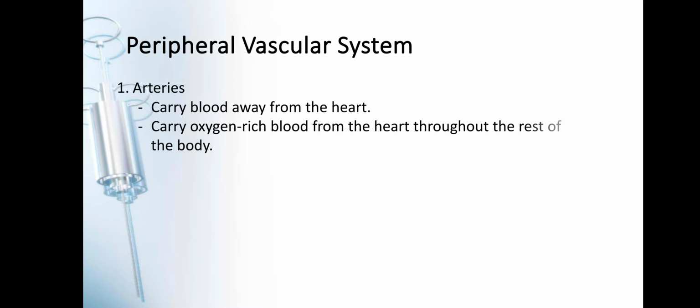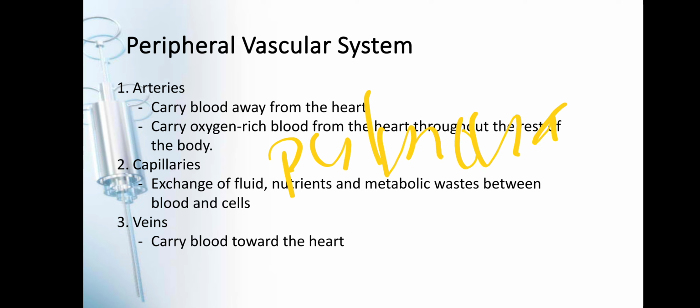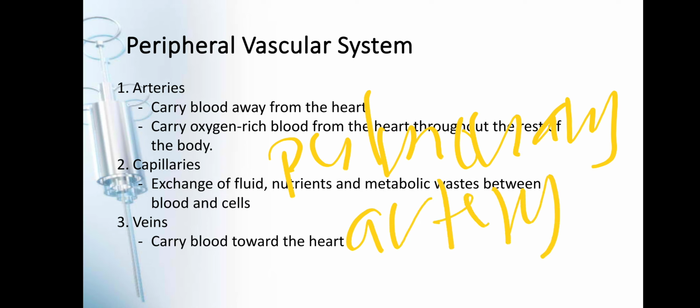Okay, for the peripheral vascular system, so a review, arteries carry blood away from the heart. They carry oxygen-rich blood from the heart throughout the rest of the body. But be careful, meron po tayong tinatawag na pulmonary artery. Si pulmonary artery po, hindi po nila dinadala is oxygenated. They carry deoxygenated blood galing po sa ating heart papunta po sa ating lungs. And then, si pulmonary vein po ang magdadala ng ating oxygenated blood balik sa ating heart para ma-pump out all throughout the body.